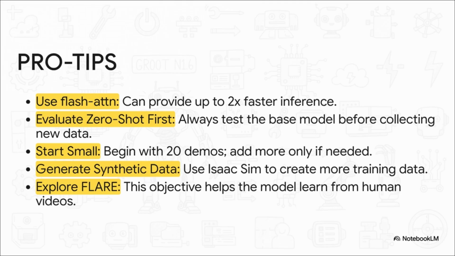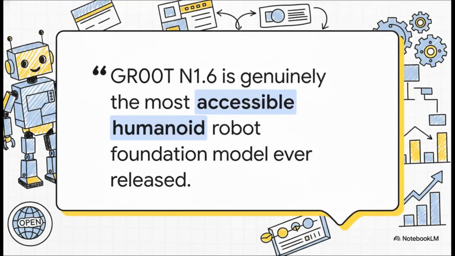And 3, use the simulator. Use Isaac Lab to generate tons of synthetic data to add to your real-world demos. It's a total game changer. And that's really the big takeaway. The barrier to entry for this kind of general-purpose robot AI has never, ever been lower. The models, the code, the simulators, it's all out there.